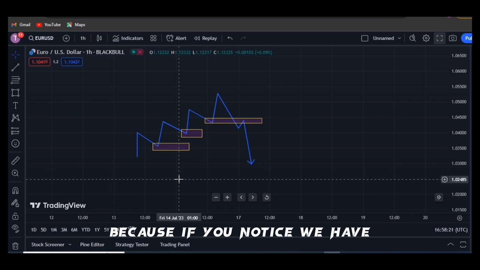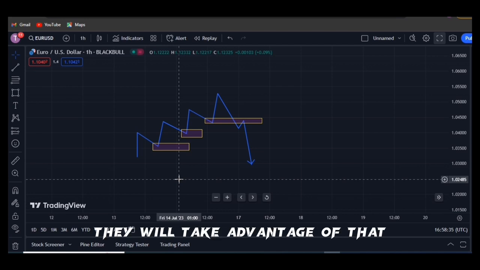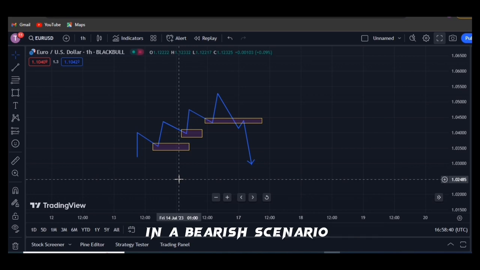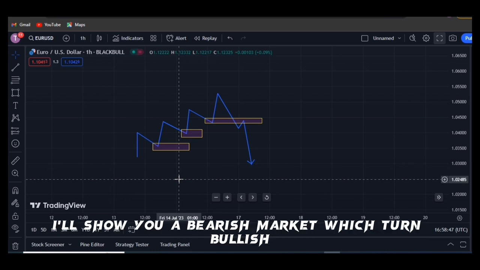Because if you notice, we had an uptrend. We have higher highs. The highs got broken. You understand, the highs were broken. Then we wait for a reversal, then we take advantage of that. That's what we're just doing basically. Let me show you guys a bearish scenario. This is a bullish market which turned bearish. I'll show you a bearish market which turned bullish.